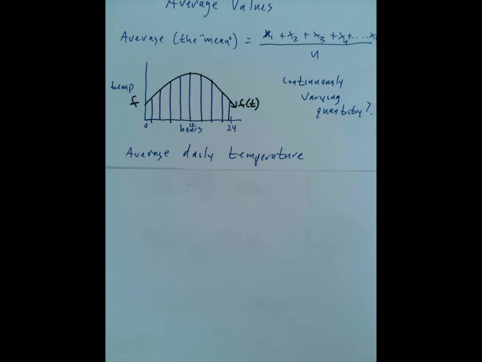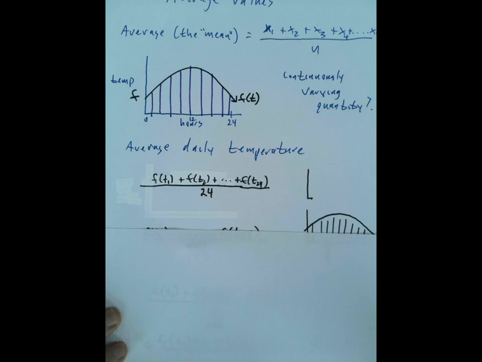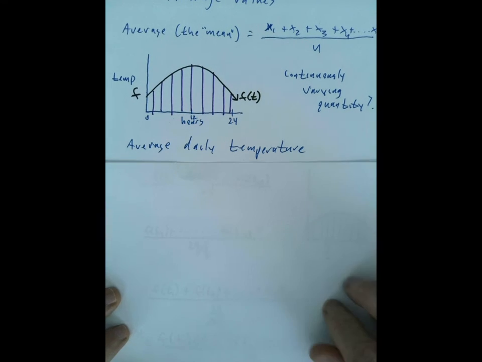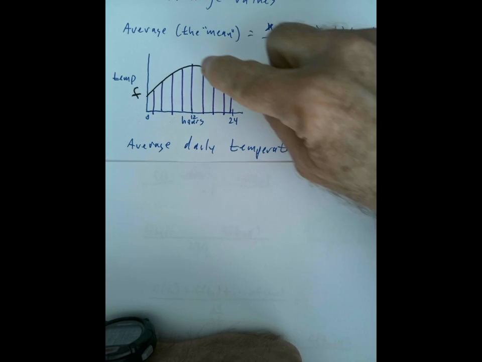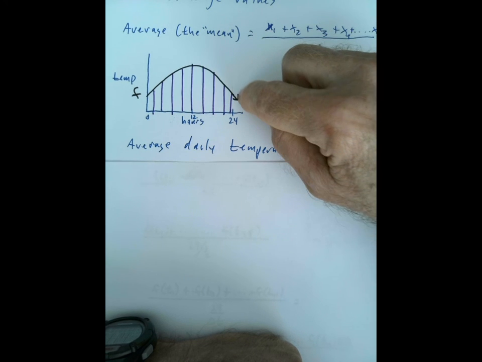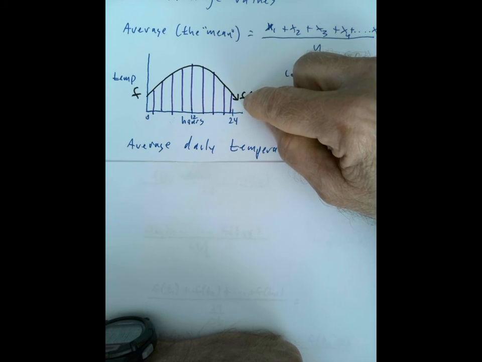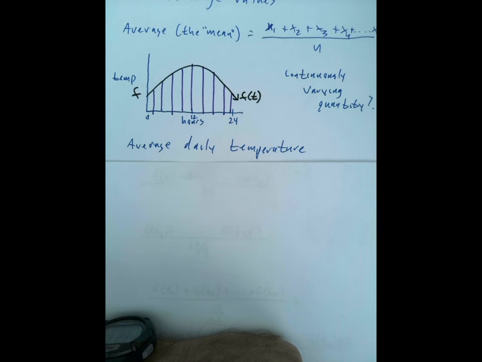Now, of course, the temperature is at its lowest point actually just before dawn as the sun's coming up. It rises continuously during the day, not by discrete values, but continuously. And then at some point it reaches a maximum and then starts to come back down again. Well, how do we find what the average daily temperature would be?